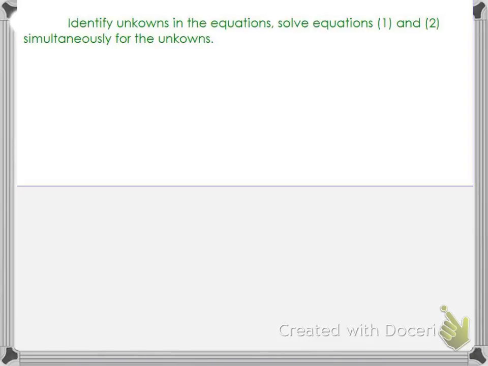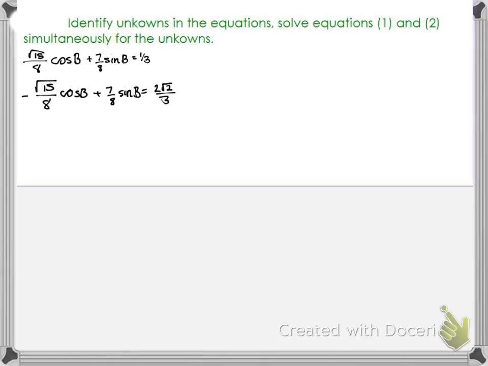So the next job is identifying the unknown parts in the equation. We're going to solve the two equations simultaneously. Remember doing simultaneous equations? We've got the elimination method or a substitution method. So there's your two equations. Now, we've got our two unknowns. Let's relabel them.